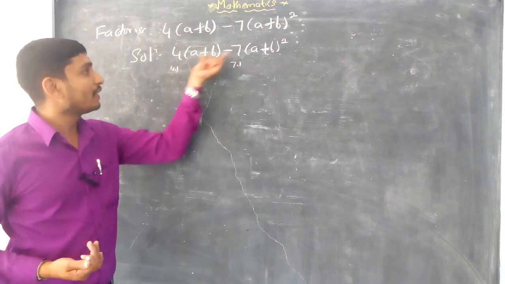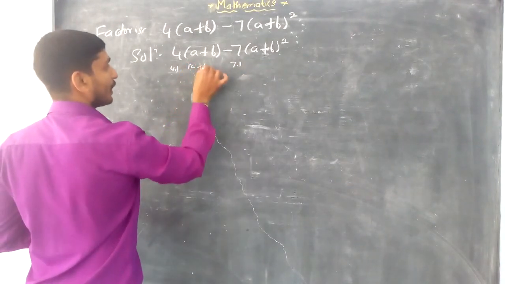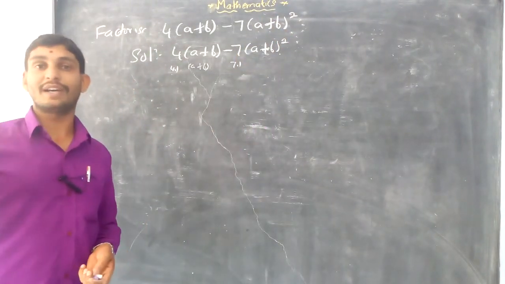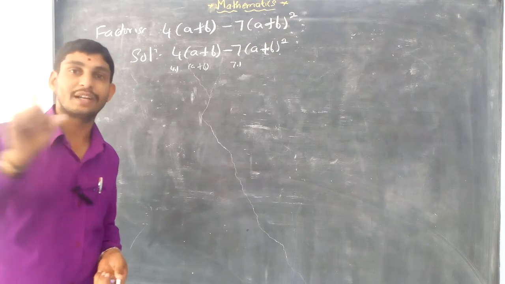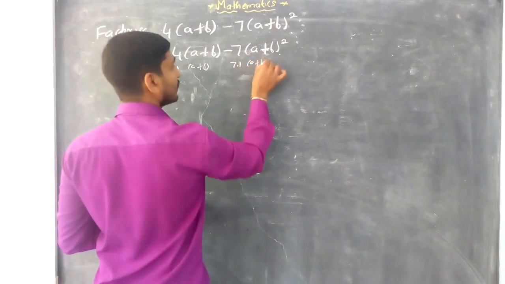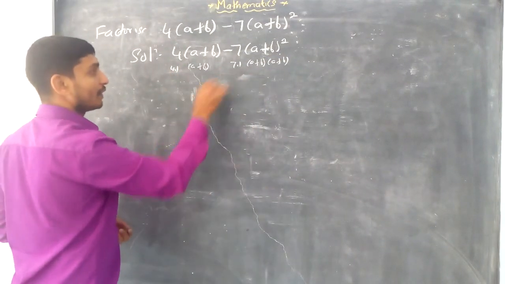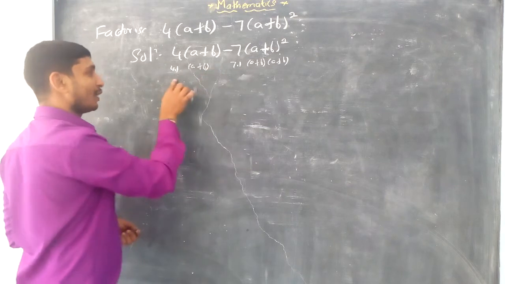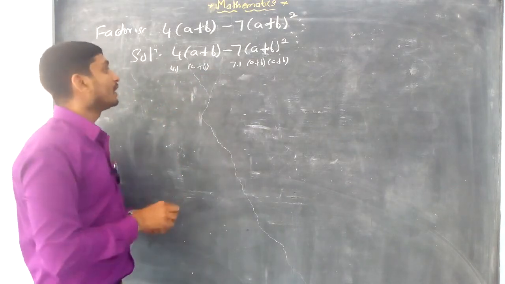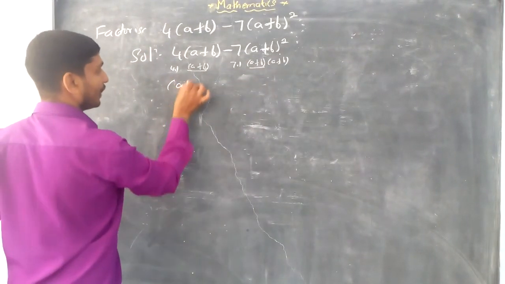Here nothing. I think in these two there is something common. See, a plus b, let us write it as a plus b. But a plus b whole square means, you know what is x square? It is x into x. What is y square? It is y into y. Similarly, what is (a plus b) whole square? It is (a plus b) into (a plus b). See, here in 4 and 7 nothing common. Here you can take 1 common. Then here also one a plus b is there, there also one a plus b is there. We can take a plus b common.